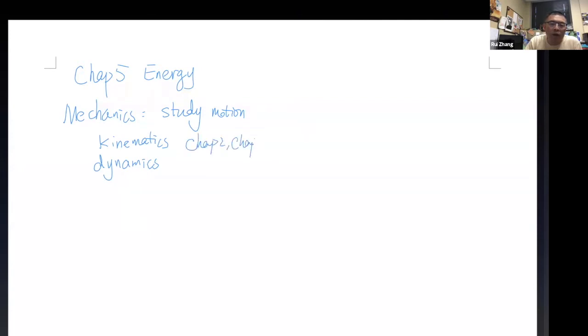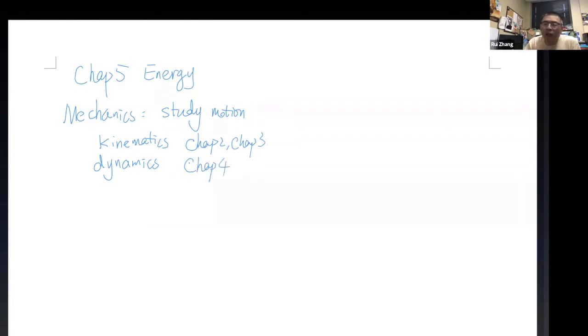So what is the big picture here? So far we've been talking about mechanics, right? Which, as we know already, is to study motion. And we've been talking about basically two questions. One is kinematics. The other one is dynamics. Basically, this is the question of what, and this is the question of why, right? So this is chapter 2 and 3 for 1D and 2D case, and this is chapter 4, Newton's law.